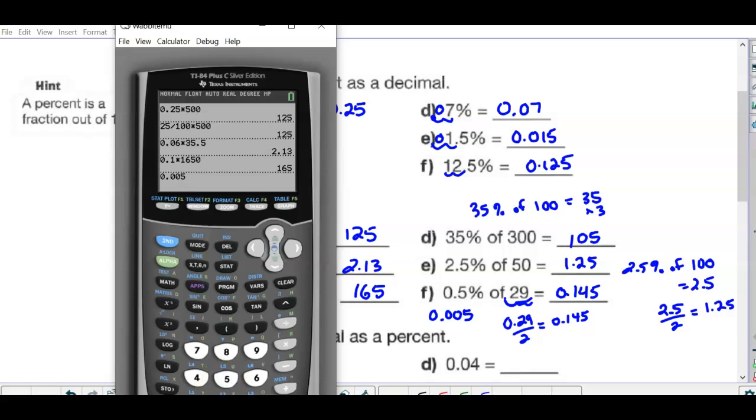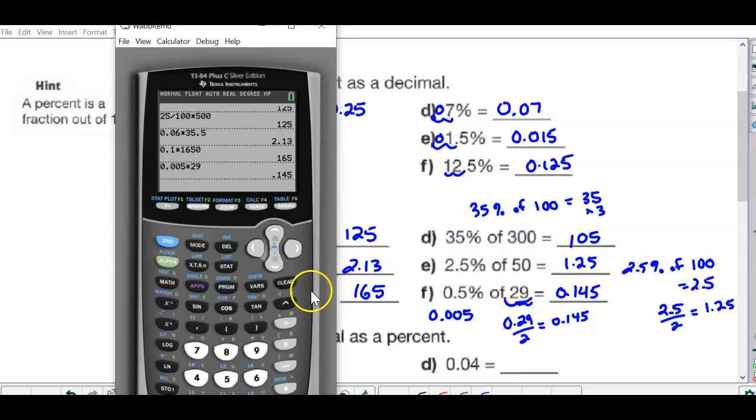So there's your percent as a decimal without a percent sign, and then multiply by 29. Okay, and then if you're not sure, with decimal places and stuff like that, 0.5 divided by 100, that gives you that 0.005.